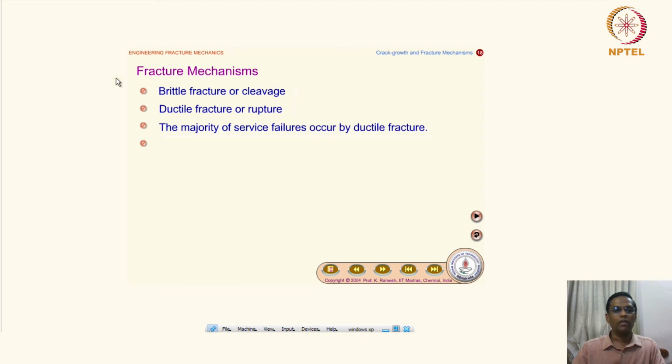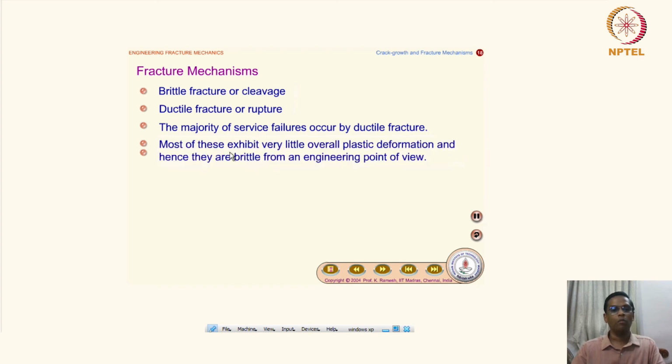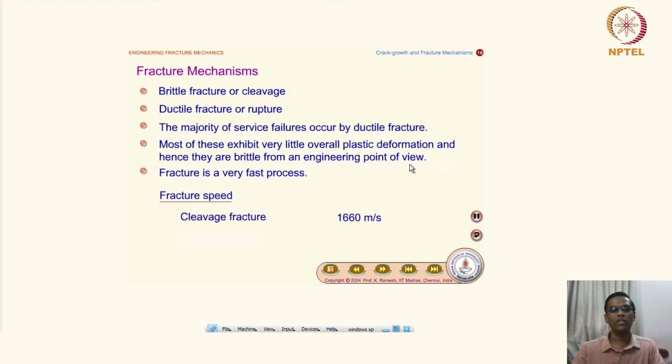So now we'll come to fracture mechanisms. We know what a fracture mechanism is now. Brittle fracture, which is also called cleavage, and ductile fracture or rupture. The majority of service failures occur by ductile fracture. Most of these exhibit very little overall plastic deformation and hence they are brittle from an engineering point of view.